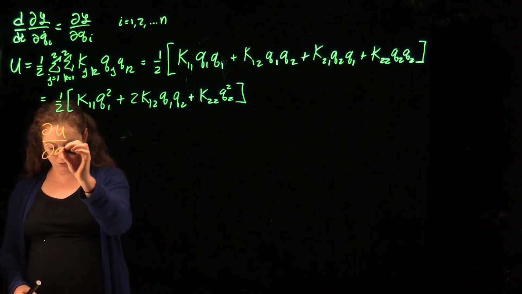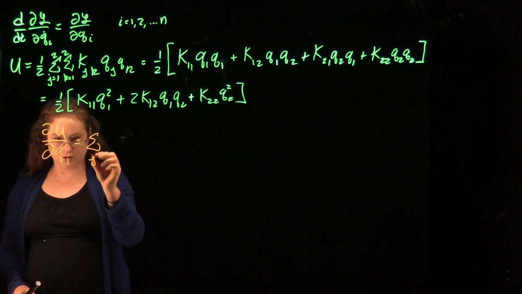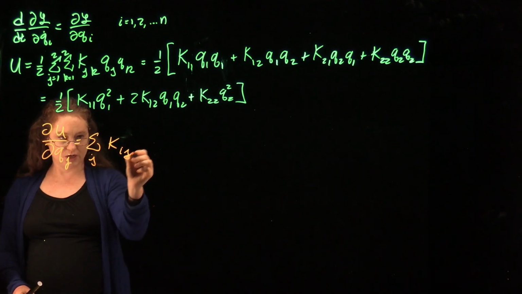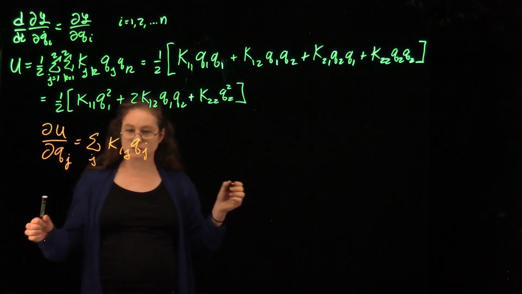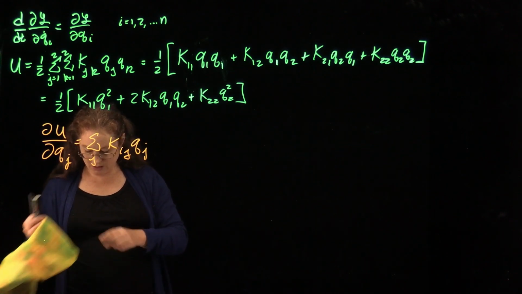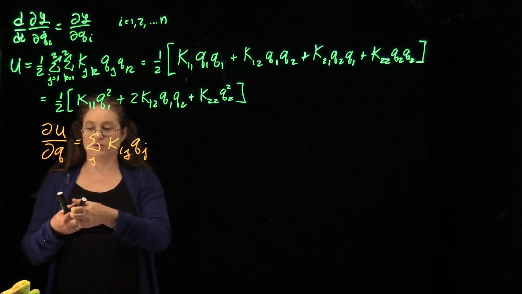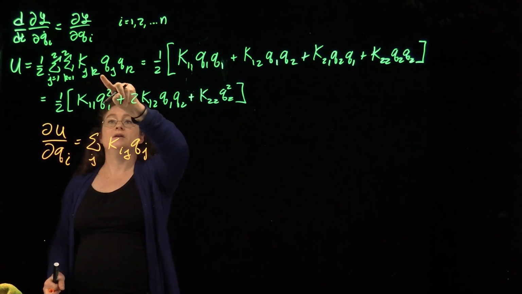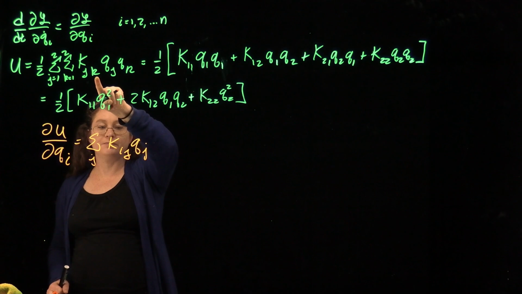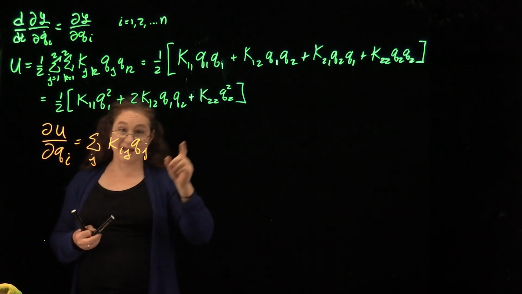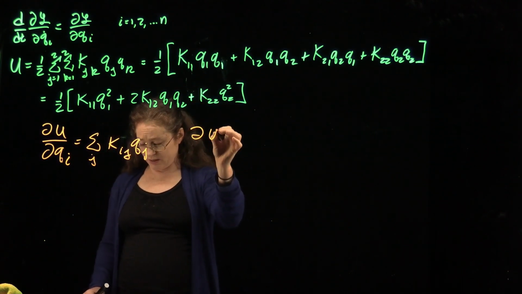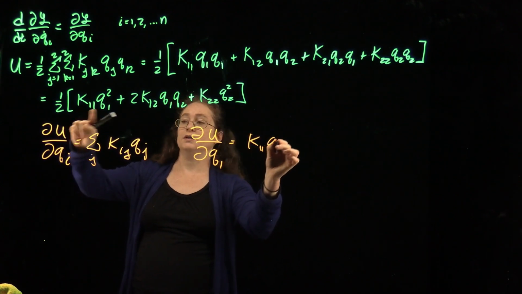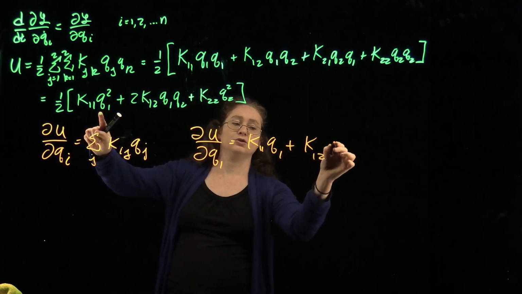Partial u partial qi equals the sum over qj of k_ij qj. I screwed up, no, this one should be an i. So I am taking the derivative with respect to qi, and then when I have a qi, that fixes the k to be equal to i, and the other is equal to j. What that means in terms of the two-dimensional case is that partial u partial q1, looking back here, is equal to k11 q1 plus k12 q2.